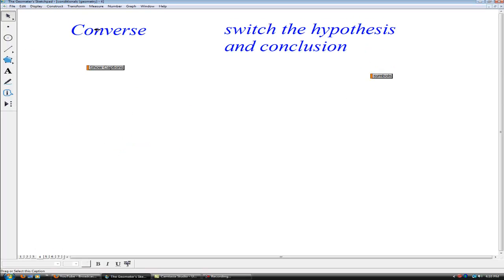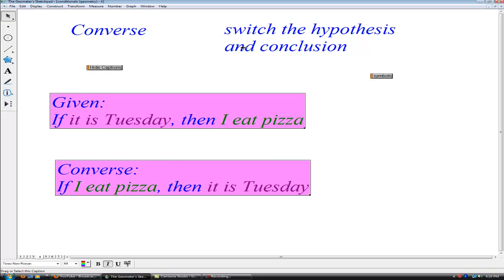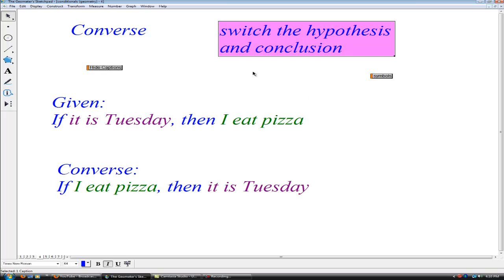Next vocabulary word is converse. In the context of conditional statements, a converse means to switch the hypothesis and conclusion. Pretty simple. So here's an example. If we have this conditional, if it is Tuesday, then I eat pizza, the converse would be, if I eat pizza, then it is Tuesday.